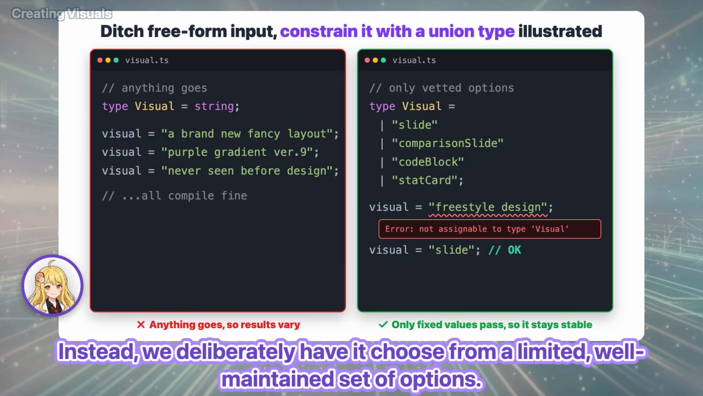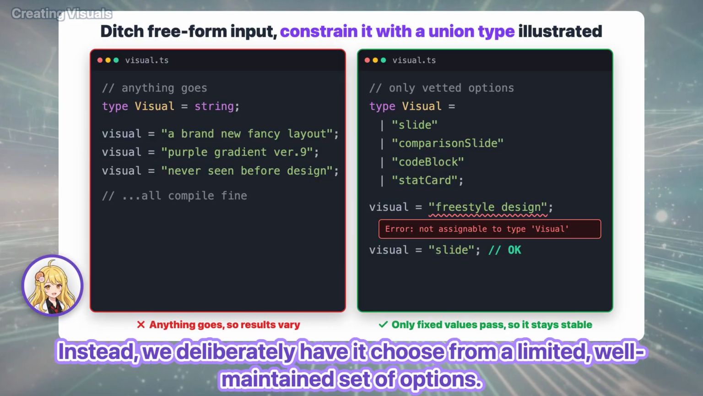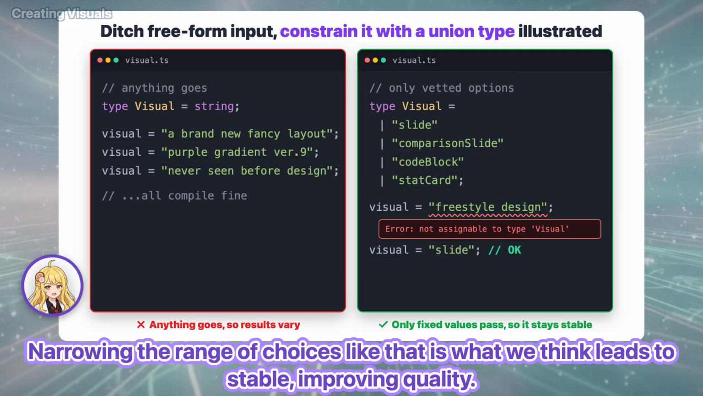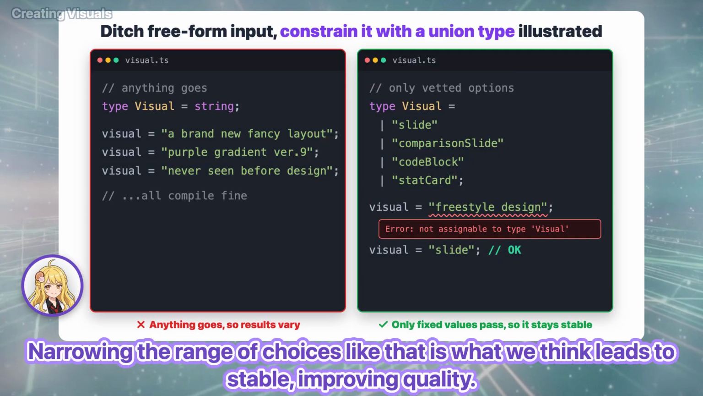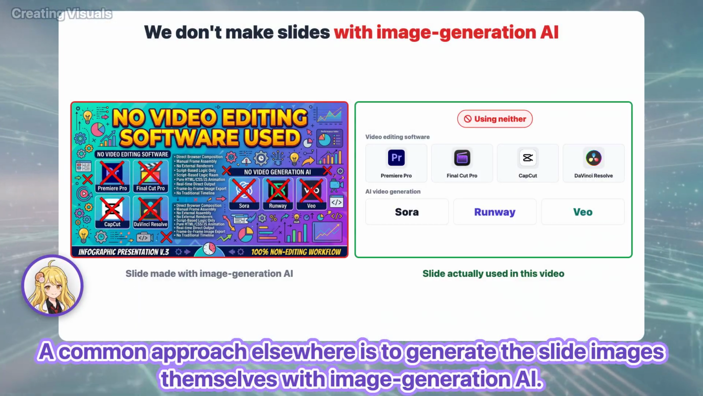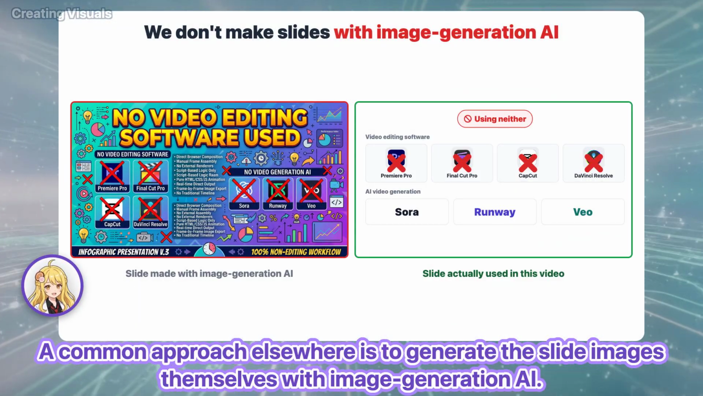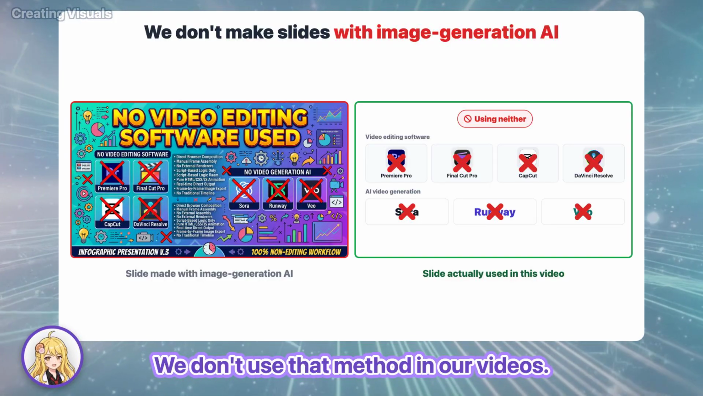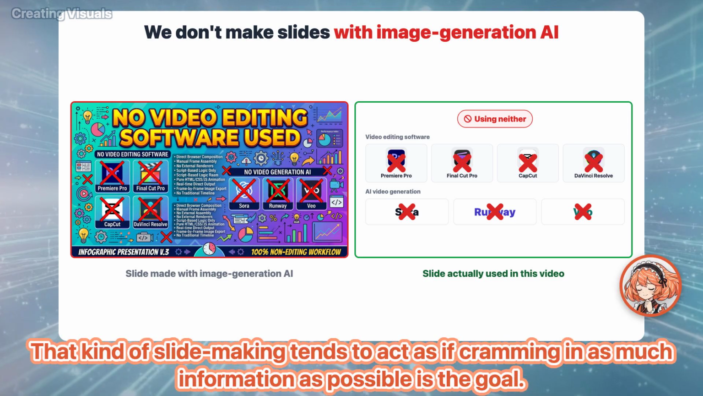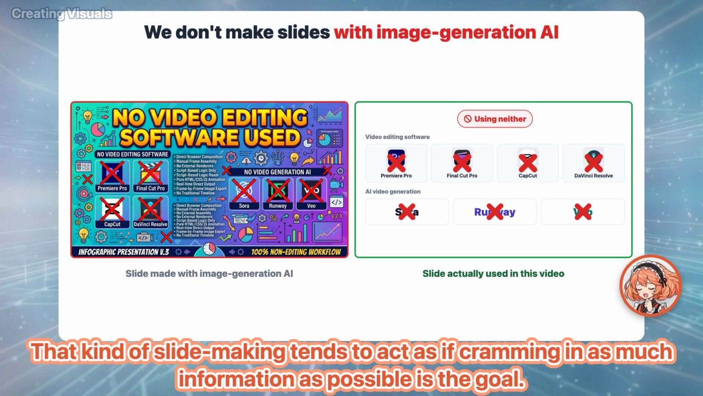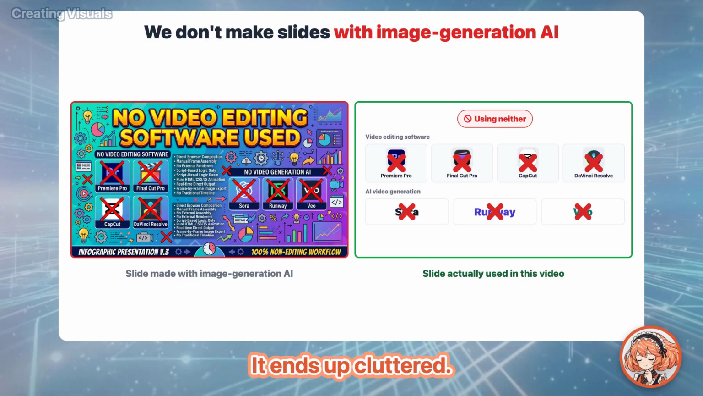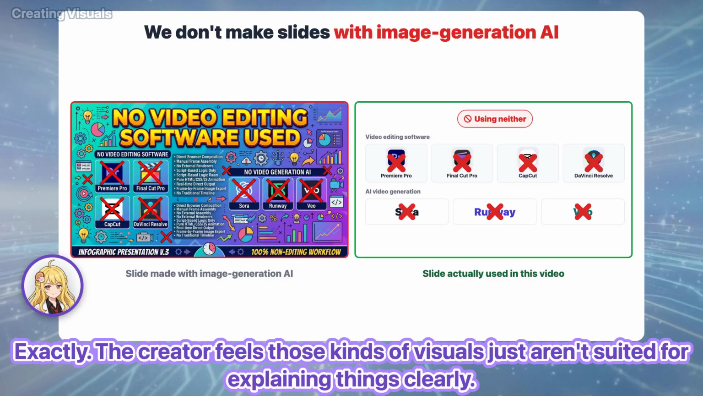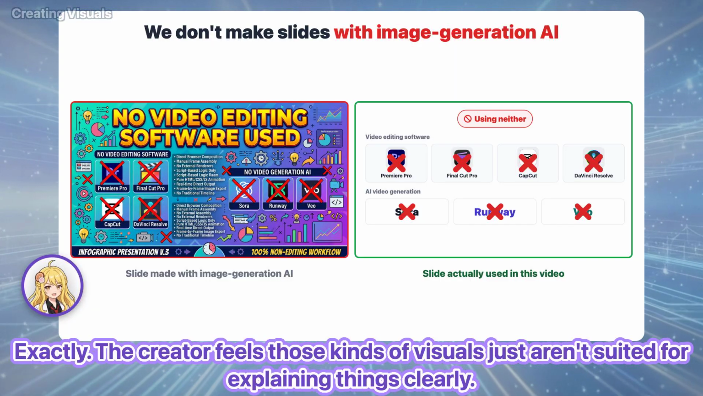Instead, we deliberately have it choose from a limited, well-maintained set of options. Narrowing the range of choices like that is what we think leads to stable, improving quality. A common approach elsewhere is to generate the slide images themselves with image generation AI. We don't use that method in our videos. That kind of slide making tends to act as if cramming in as much information as possible is the goal. It ends up cluttered. Exactly. The creator feels those kinds of visuals just aren't suited for explaining things clearly.